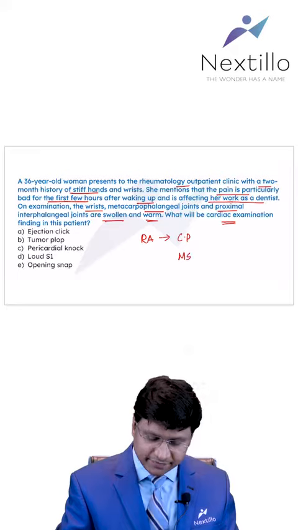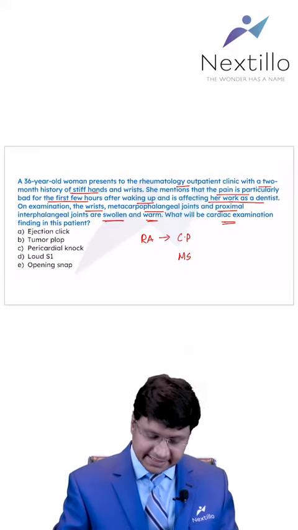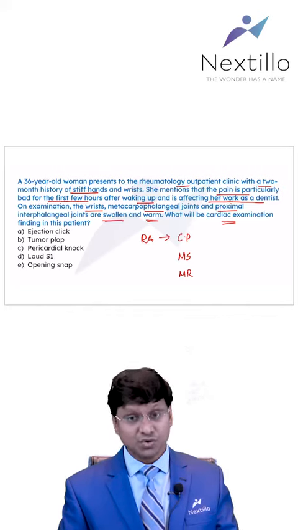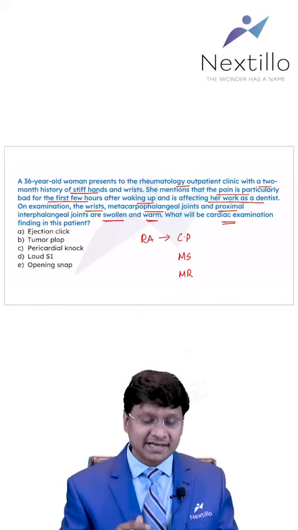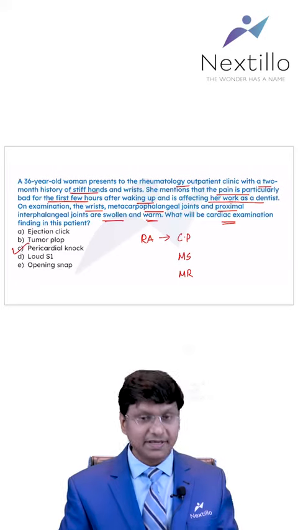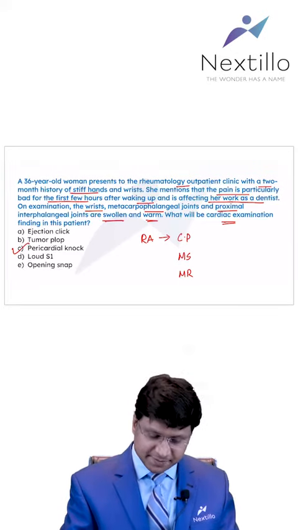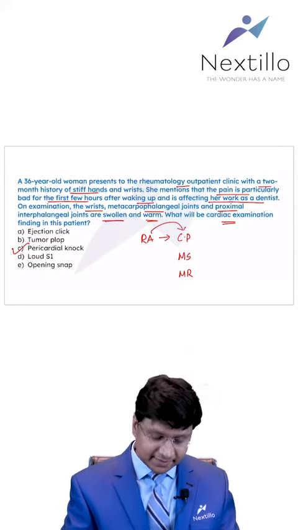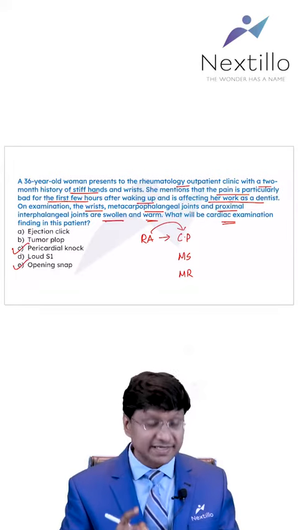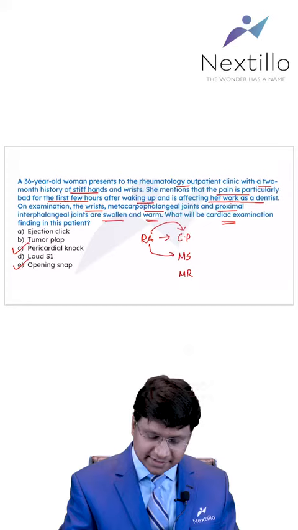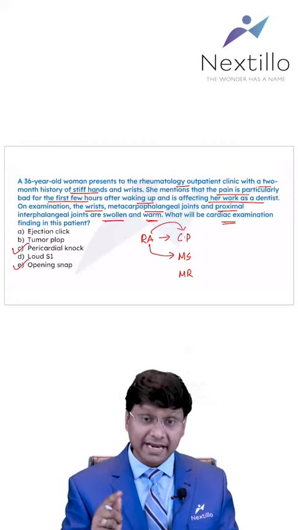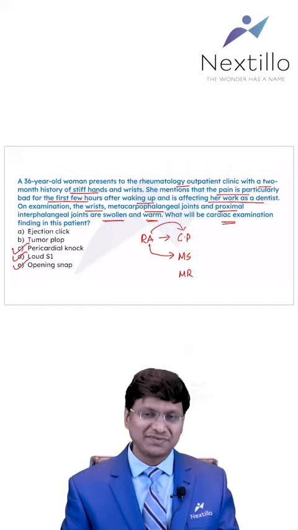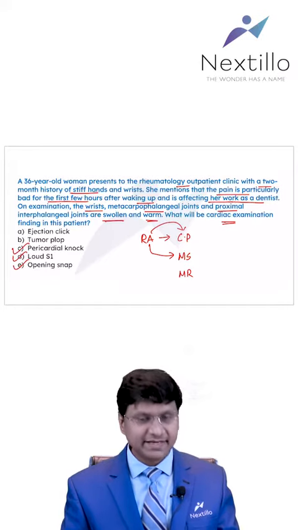They can also develop mitral stenosis. They can also develop mitral regurgitation. So, what will be the cardiac examination in these patients? There can be a pericardial knock, because these patients with rheumatoid arthritis are developing constrictive pericarditis. And not only that, there can also be the opening snap. Why? Because rheumatoid arthritis can also cause mitral stenosis. And not only that, there can even be a loud S1, because in patients with mitral stenosis, how will the S1 be? There will be a loud S1.